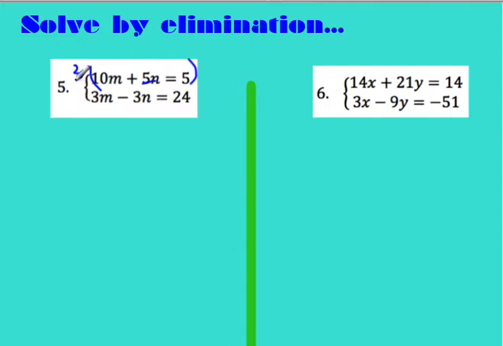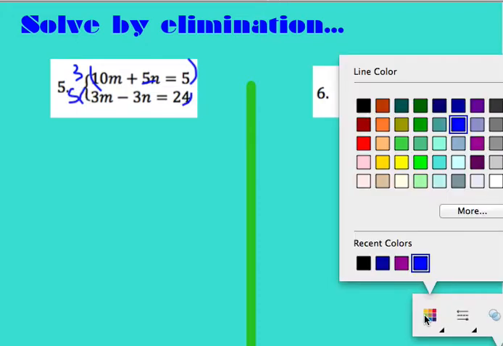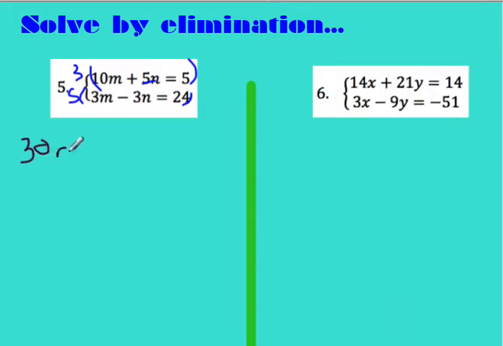So I'm going to go ahead and multiply that whole top by 3. What do I need to multiply 3 by to get to 15? Well, I need to multiply it by 5. So now we're all ready to go. So what I'm going to do is I'm going to multiply the top one by 3.